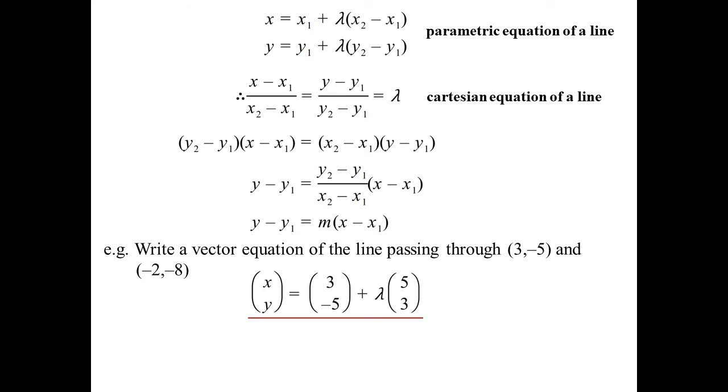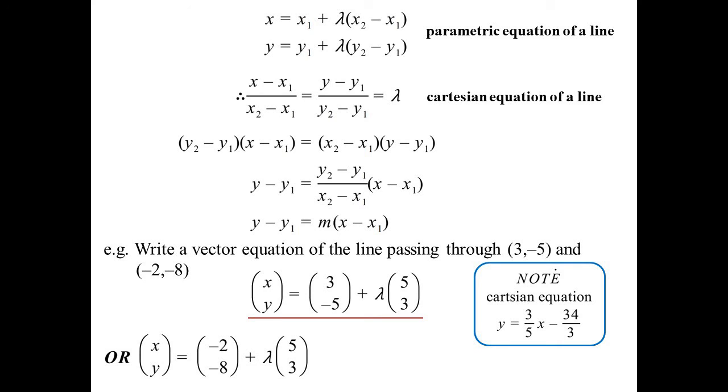So difference in the x values, difference in the y values, plus or minus, it doesn't matter because we're multiplying it by lambda. Now lambda could be a negative number, so it doesn't matter. I could have written it that way. I could have easily chosen the other point, minus 2, 8. It would be the same equation. So that's all you have to do. The actual Cartesian equation ends up being that.